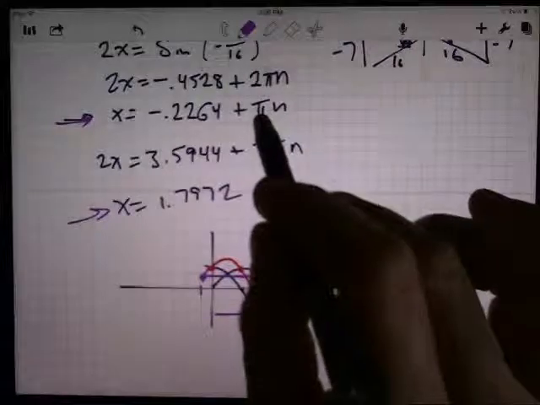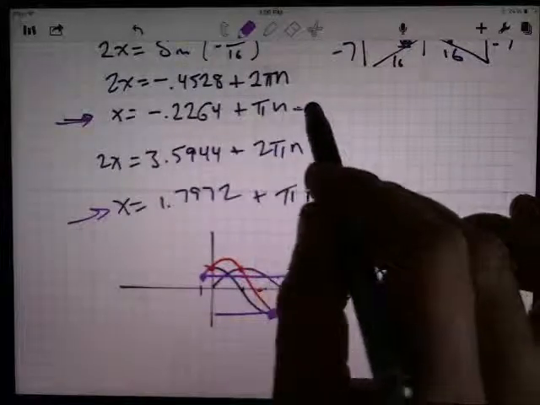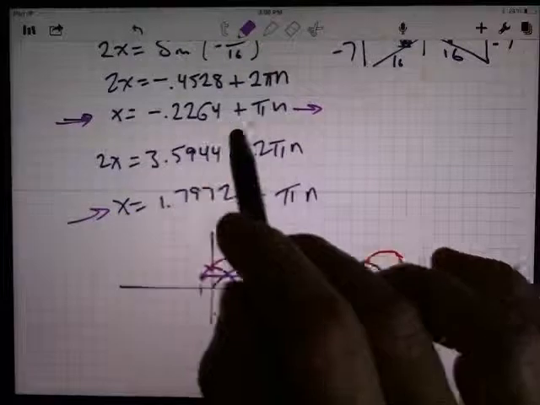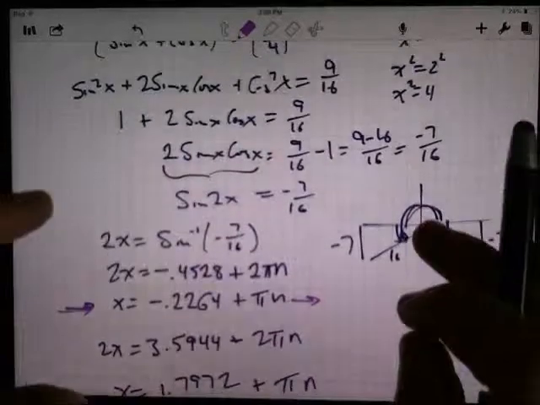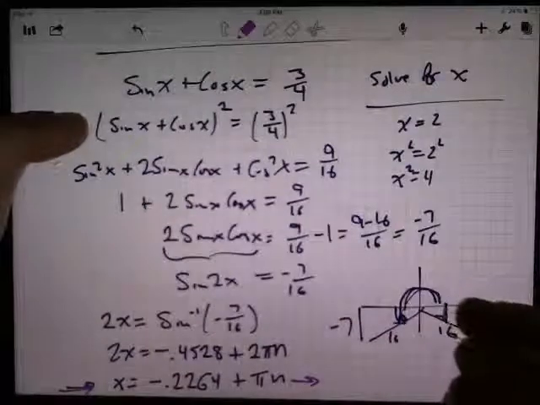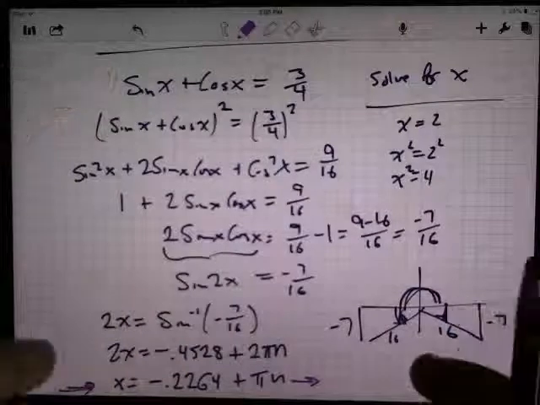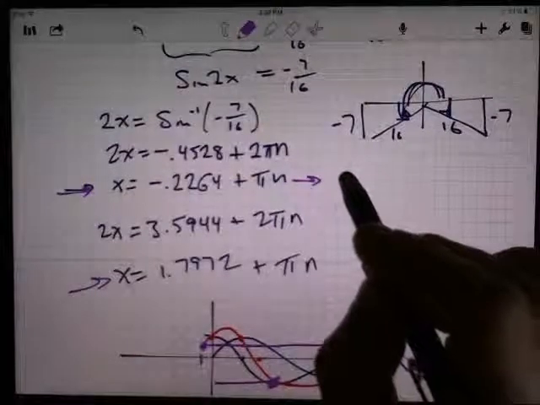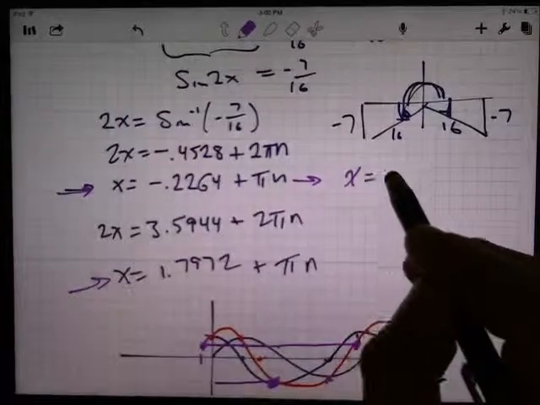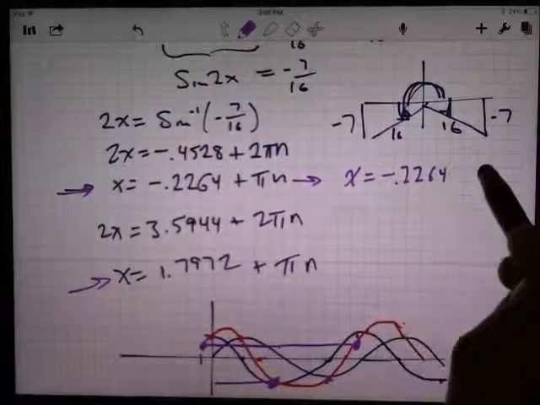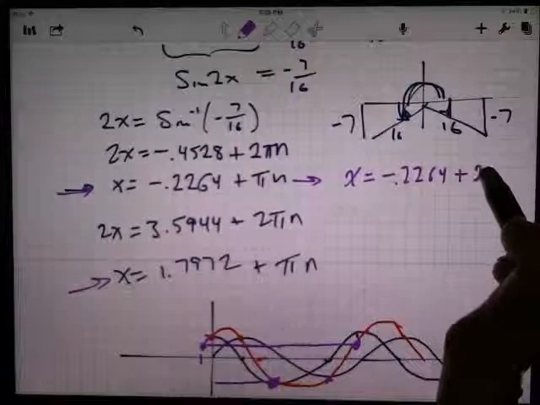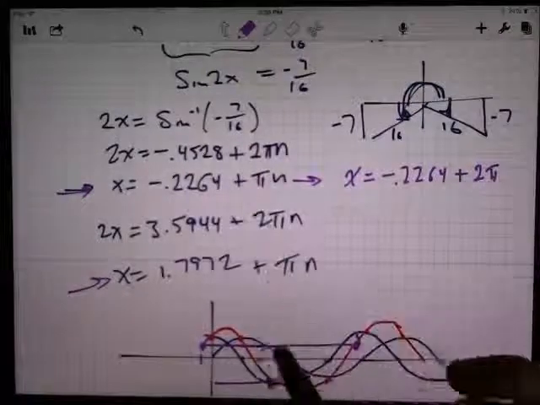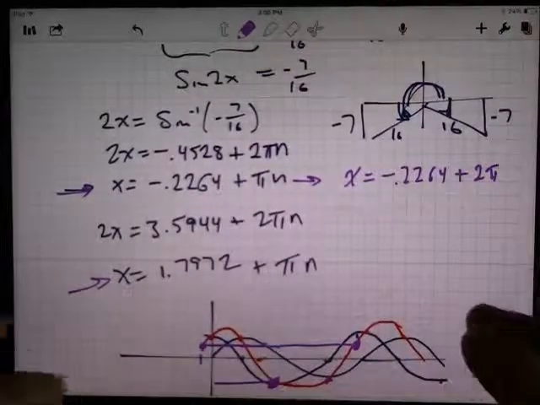So I think that although these look like they're solutions, they are solutions to the squared equation, but only half of them were solutions to the original equation. So I'm going to get rid of the other half. I realize that I can take x equal to negative 0.2264 plus, I just want to do 2 pi n. I want to skip every other one because those are the ones that are headed down low.